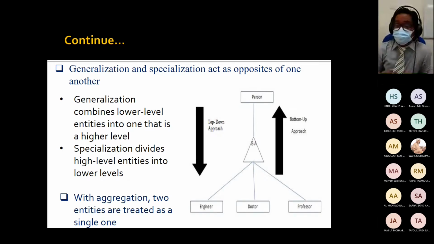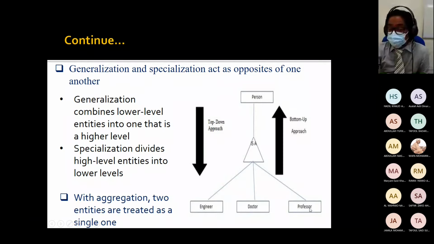So first things first, what is generalization and what is specialization? If we're talking about generalization, basically we are combining the lower level entities into higher level entities. Considering this diagram, now you're seeing this illustration, right? The bottom part here will be your higher level entities.